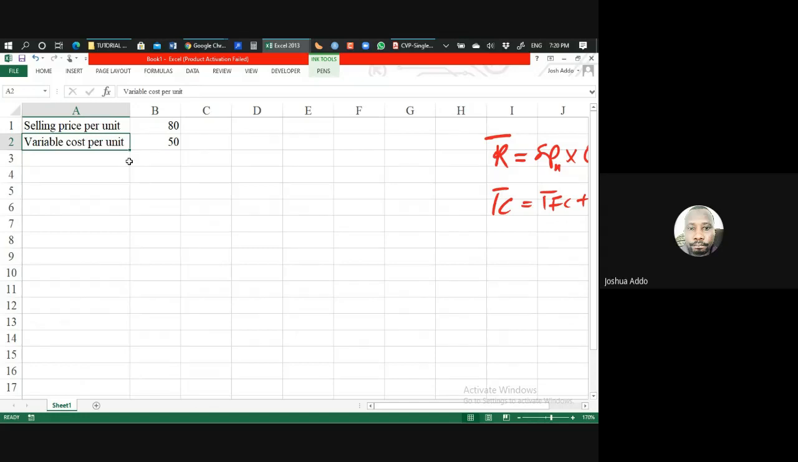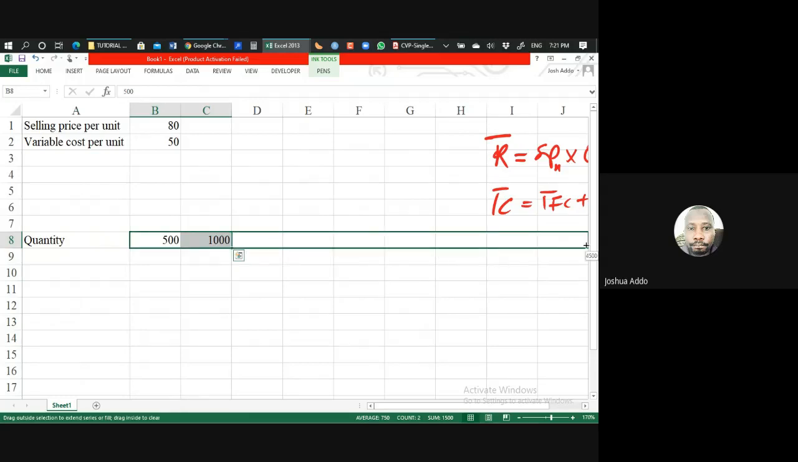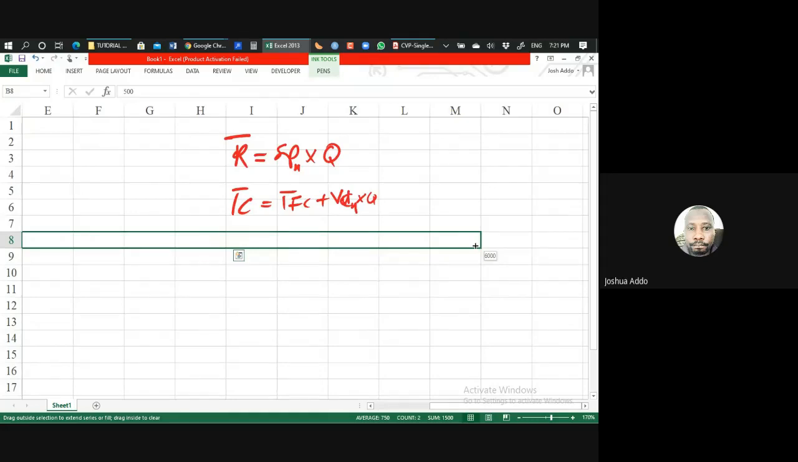Okay, now let's do this. When we come here, let's say we have some quantities here. So this is quantity. Quantity of the product. Let's assume, let's do it 500, 500. So we have 500, 1000. So intervals of 500. So when I select these two cells and drag, Excel will repeat the same pattern for me, up to, let's say, about 6,000 quantities.